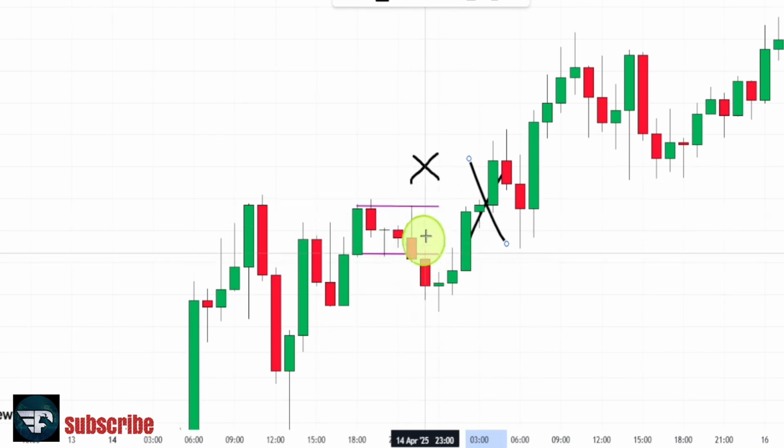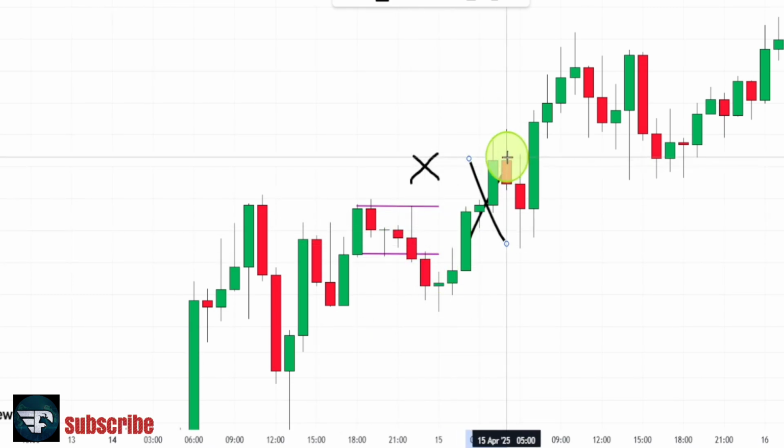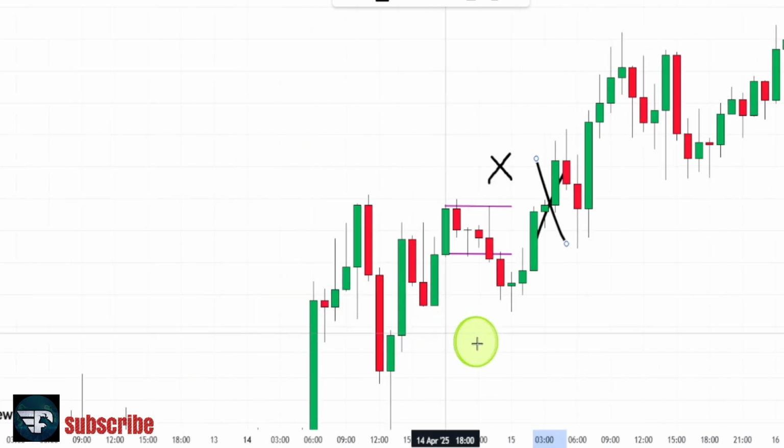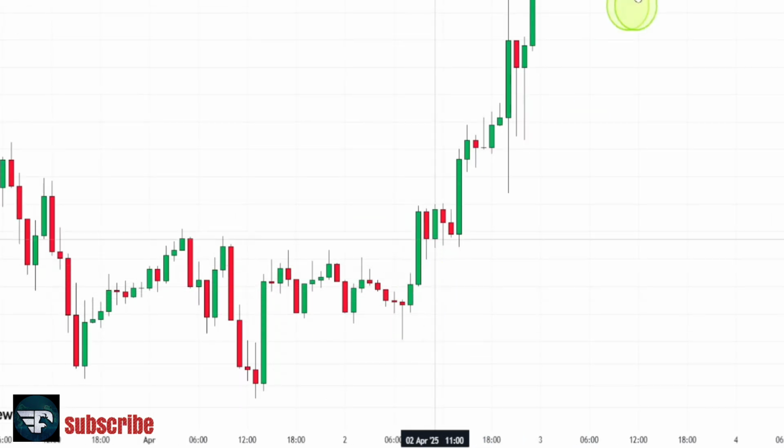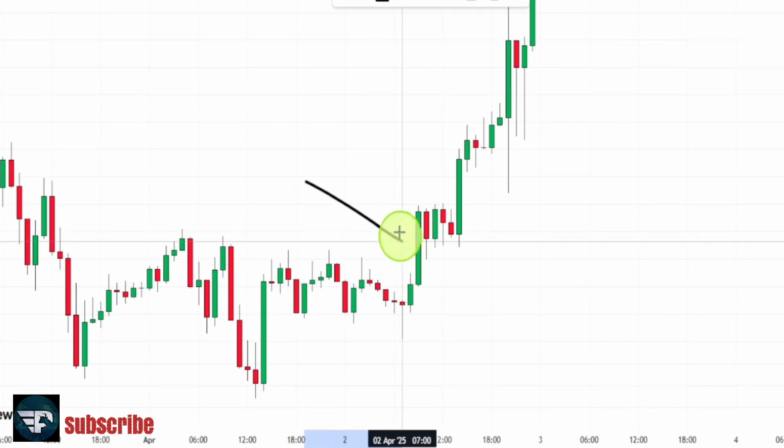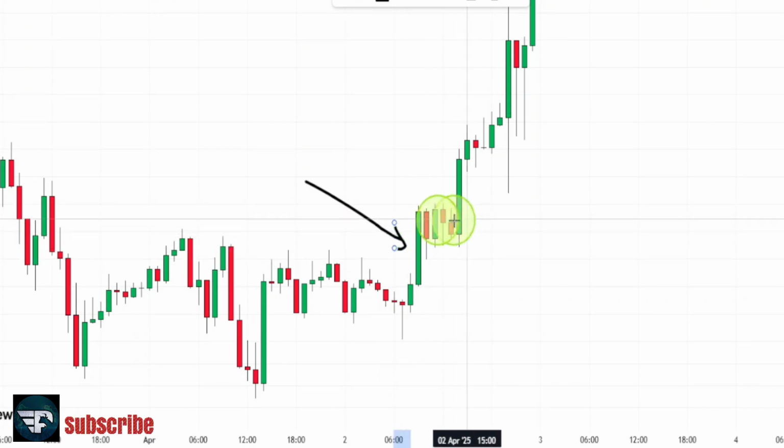We want the breakout to happen upwards so that you can take the trade in the direction that price is going. Our next bullish example is here. We have this strong master candle here. This candle is a master candle. Why am I saying that? We have 1, 2, 3, 4 candles, and the master candle is engulfing all of them. They are within the master candle.